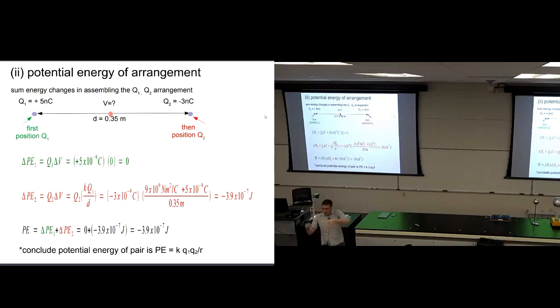If you had 4 charges, if you work it out, there's 6 pairs, and you just add up the energy of all those 6 pairs. So this idea that a pair of charges has this potential energy, you can extend it to any number of charges if you add up all the pairs. I'm going to end there.